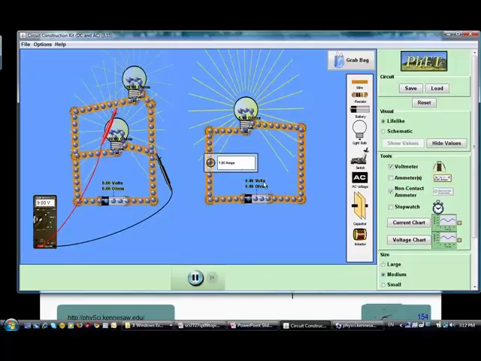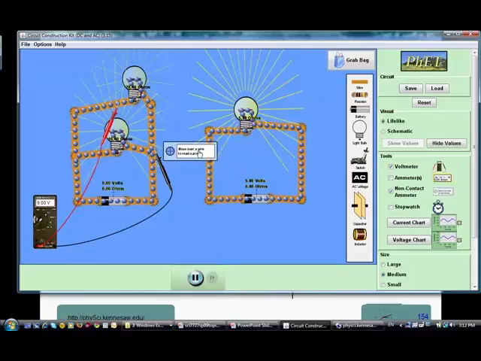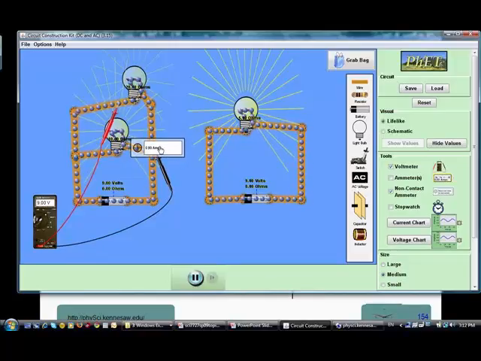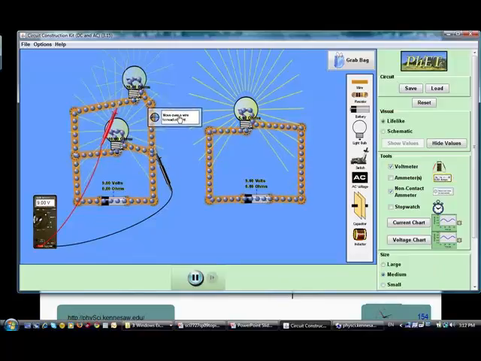Now, what about the current flowing through each one of them? The first one has the same current we measured before, and we can get that through 9 volts divided by 10 ohms, 0.9 amps. The other one should be 9 volts over 20 ohms. It should be 0.45 amps, and that's exactly what we see.